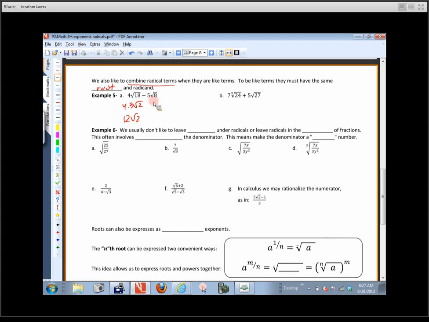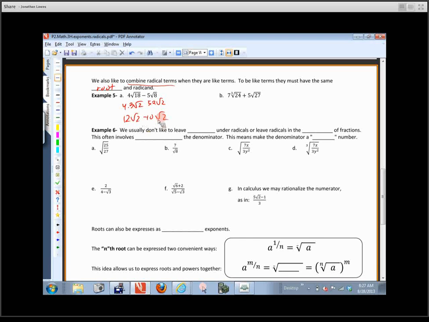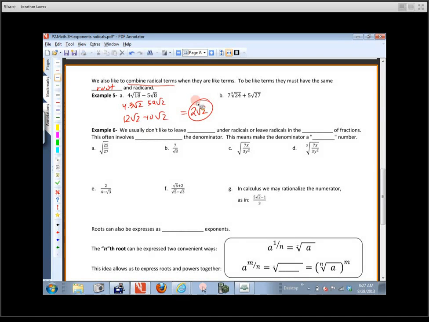And this is going to be 2 radical 2 with a 5 in front. So this is negative 10 radical 2. Do they have the same root? Is it the same index? And do they have the same radicand? Yes, they do. So the answer on this one is just 2 radical 2. Okay? Any questions?